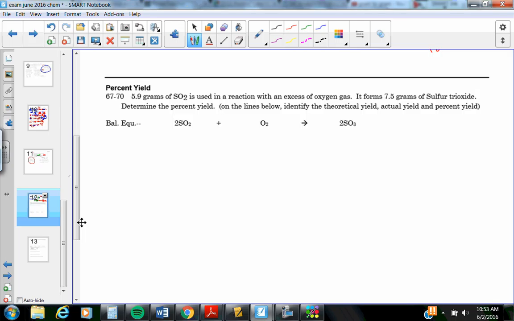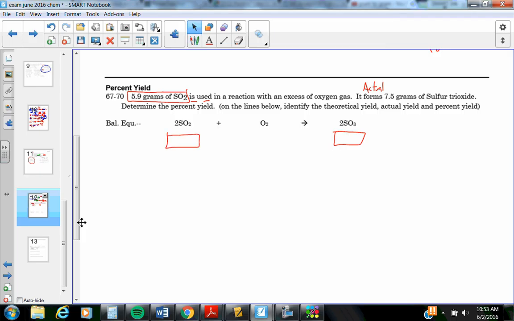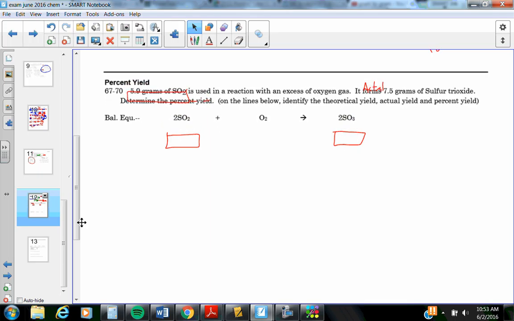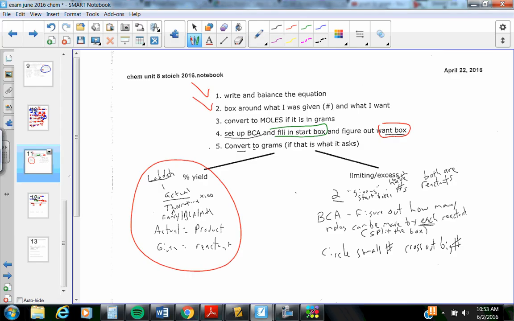They tell me that this stuff is used. That's one of the ingredients that I'm starting with. I've got extra oxygen, so that's not important. Now they tell me it's really going to form, actually going to form, 7.5 grams of sulfur trioxide. This must be one of the important things. So we're dealing with sulfur dioxide and then asking how much sulfur trioxide. Suppose I can move this down a little bit, 0 moles. So I have boxes around what I was given and wanting.